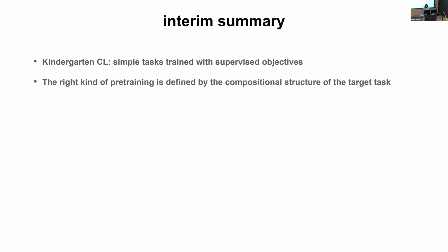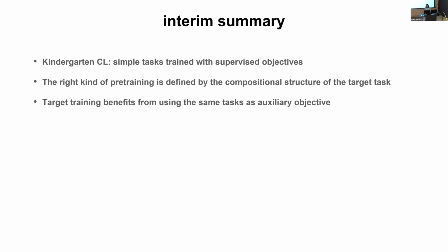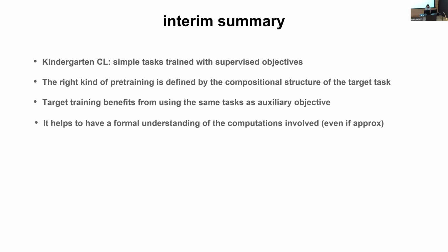And again, the right kind of pre-training is really defined by the compositional structure of the target task. Having an auxiliary objective helps a little. So dropping it altogether does decrease performance. So there is a reason to keep that on. And the MDP really saved the day, because you could have maybe imagined what kind of tasks are useful. But having a formal description of computationally what you have to do in order to solve the final task, even if approximately, really steers you in the right direction.